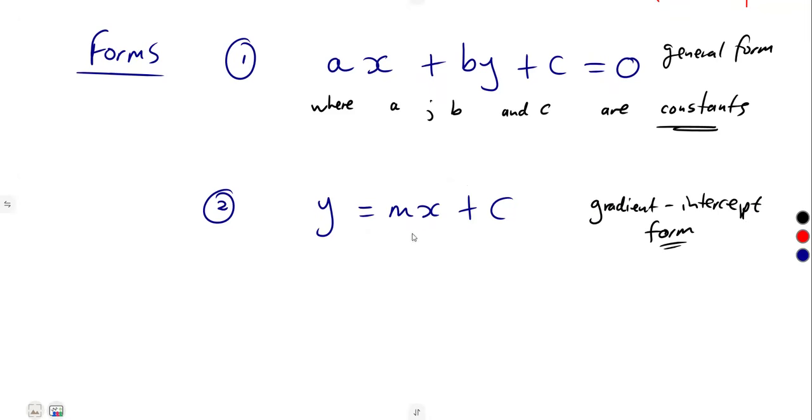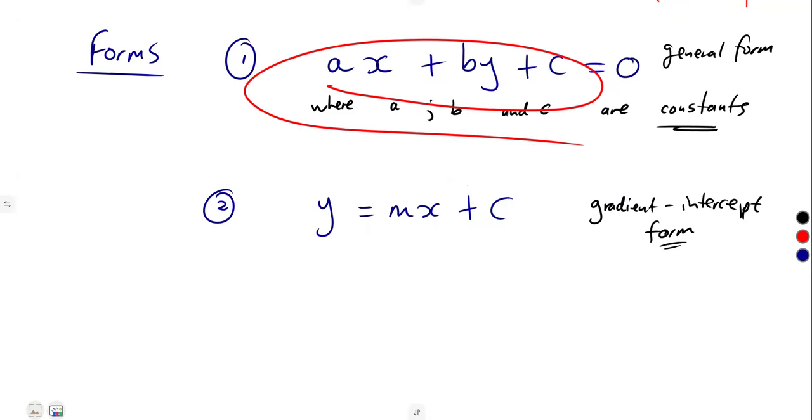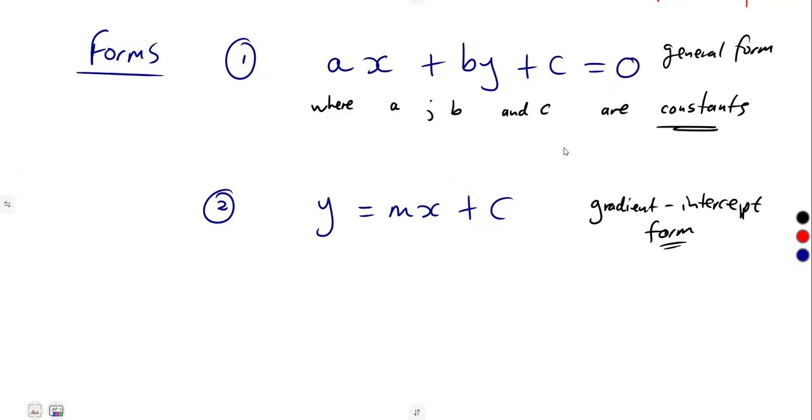So in this, m represents the gradient, the constant, and also c is a constant, but they are important constants. In the general form, we cannot tell what a, b is and so on, just constants. But here, guys, they are specific important constants that we are talking about.